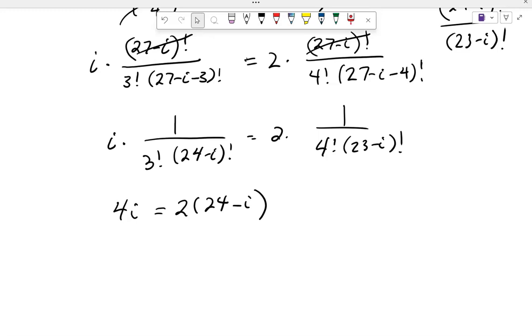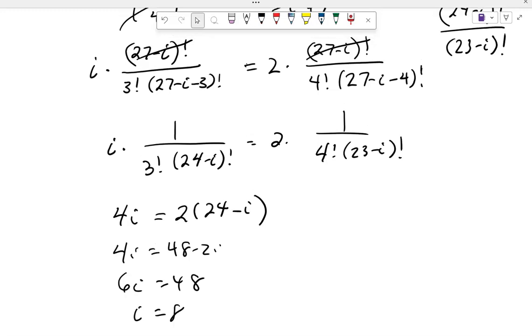I believe you'll get I as 8. But distribute your 2 through. Add your 2i and divide by 6. So we get that 8 of them are insured. Now we can finish the problem.